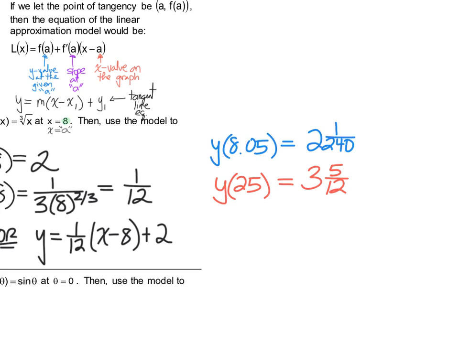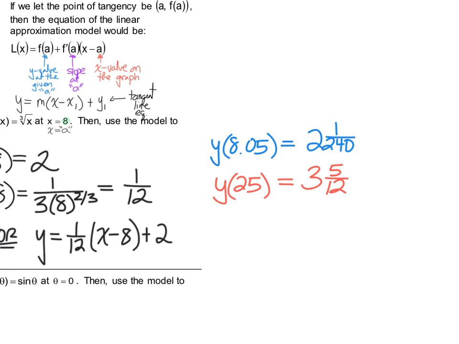So if I were to try to do the cube root of 25, I got 2.92-ish. I don't have to put 3 and 5/12ths in to know that it's not close to 2.92. I mean, it's in the neighborhood, I guess, but it's closer to 3.5. So depending on how accurate you have to be with your approximation, this could be a problem.